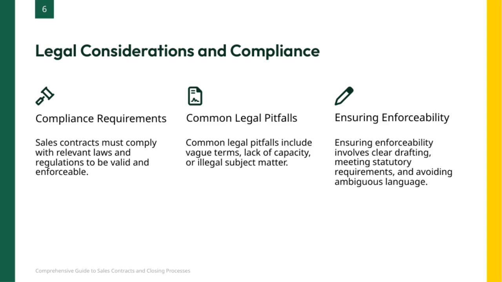Next, we need to be aware of common legal pitfalls. Vague terms, for instance, can create confusion and make enforcement difficult. Similarly, lacking the capacity to enter into a contract, like when one party is a minor or not mentally competent, can invalidate the agreement. And of course, engaging in an illegal subject matter is a clear no-go that can render a contract null and void.